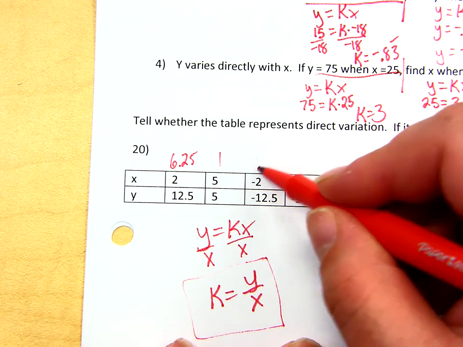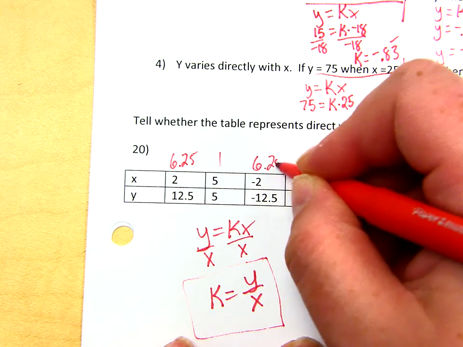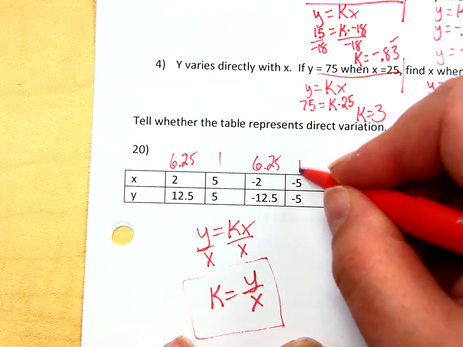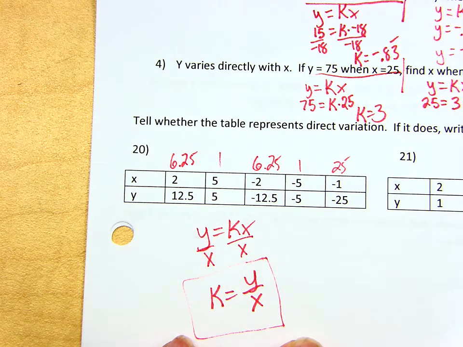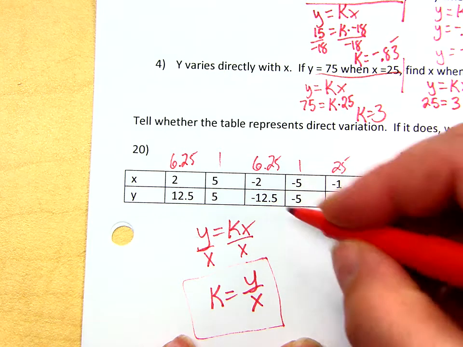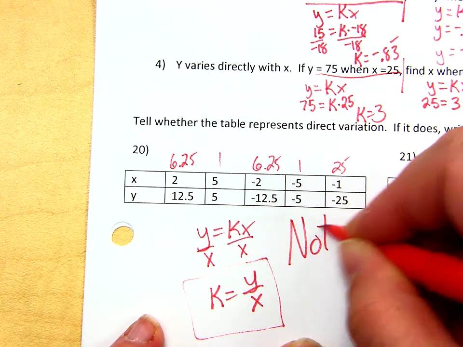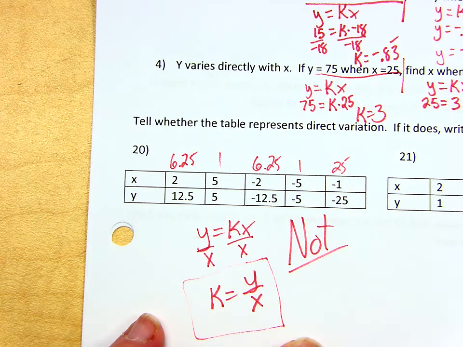So even if I continue to check, it doesn't really matter. That's a 6.25. That's a positive 1. That's a 25. Once I find one that's off, they all have to be the same. So if even just one of them is not consistent with the others, it's already a no. So this is not direct variation.